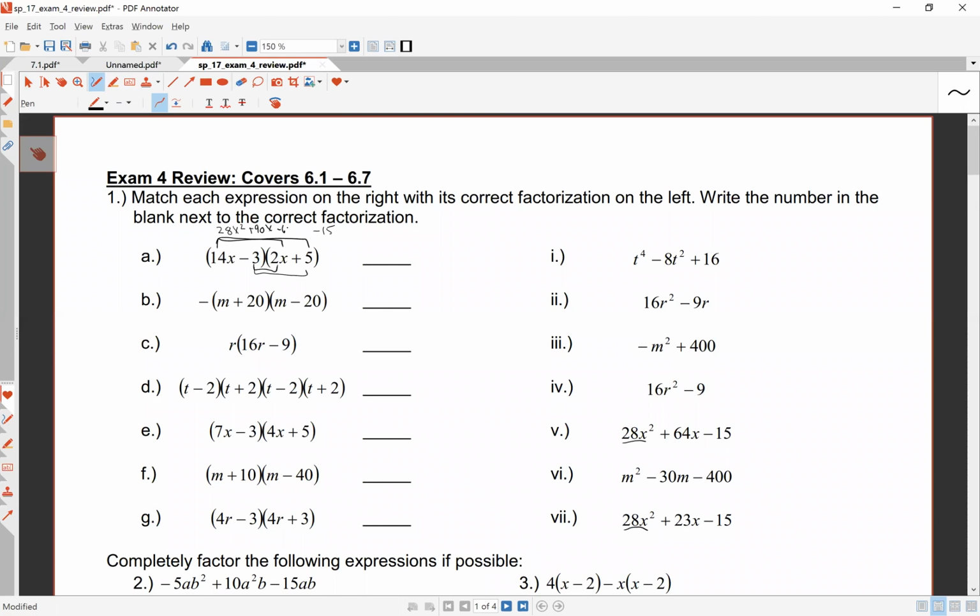minus 6x. 70x minus 6x, which is 64x. So we see that it's V. Now, by process of elimination, this one also gives us 28x squared plus 35x minus 12x minus 15, and 35 minus 12 is 23. So that one is 7.